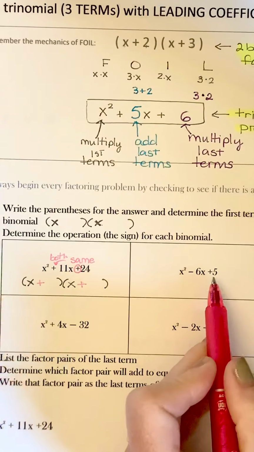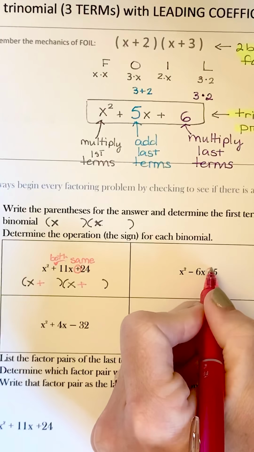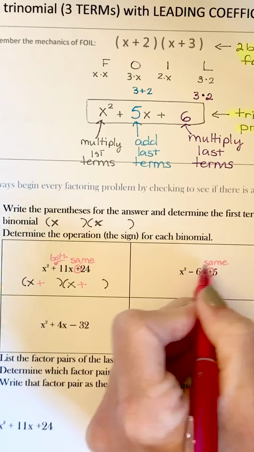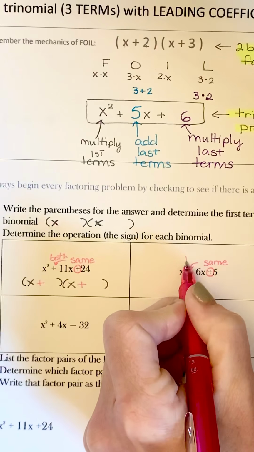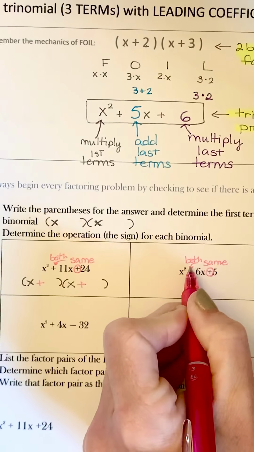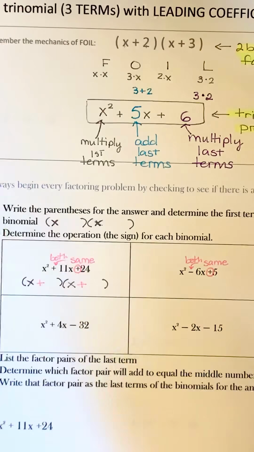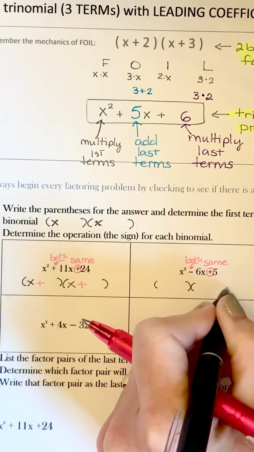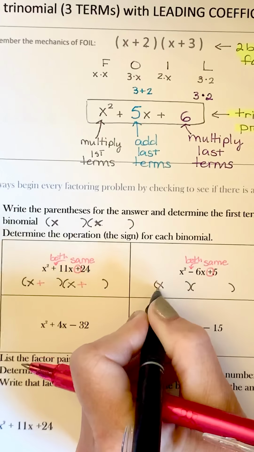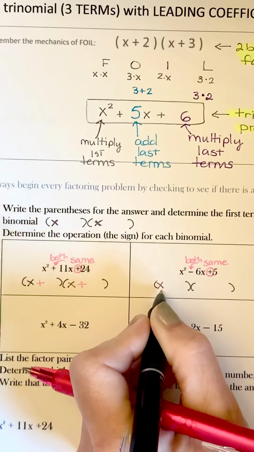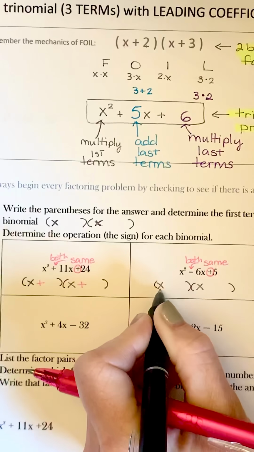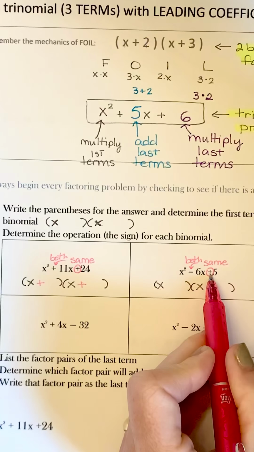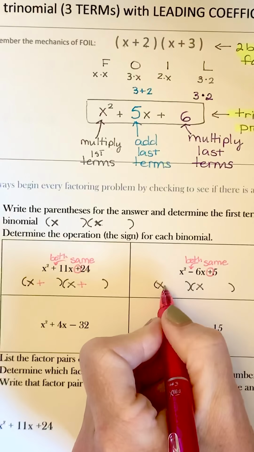All right, the other option is this last sign can be a plus. That tells you they're the same. And they will both be negative. All right, so first step is to write your sets of parentheses. Determine what the first term will be. This is x squared, so in the first spot it will have to be x times x. This is a plus sign, so I know the signs are going to be the same. They will both be negative.